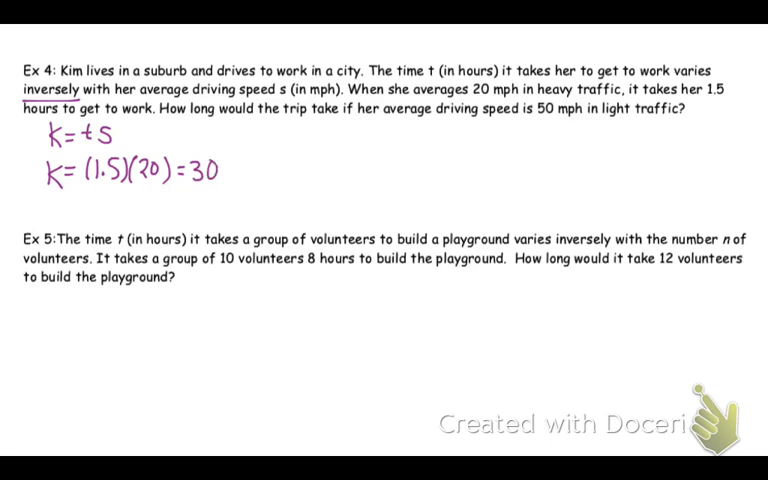Then we can use that constant to find my answer here. Now, to make this a little bit easier, I'm just going to use the same equation that I had before. So k is equal to t times s. Now I know k is 30. And let's look at the information it gives us. It says, how long would the trip take if her average driving speed is 50 miles per hour? So we're trying to find the time if her speed is 50. So all I would need to do, solve for t, is divide both sides by 50. So t is equal to 3 over 5. So that's 3/5 of an hour.